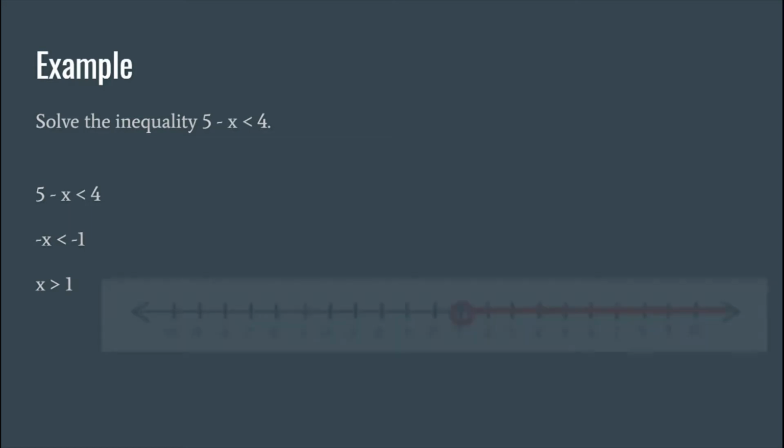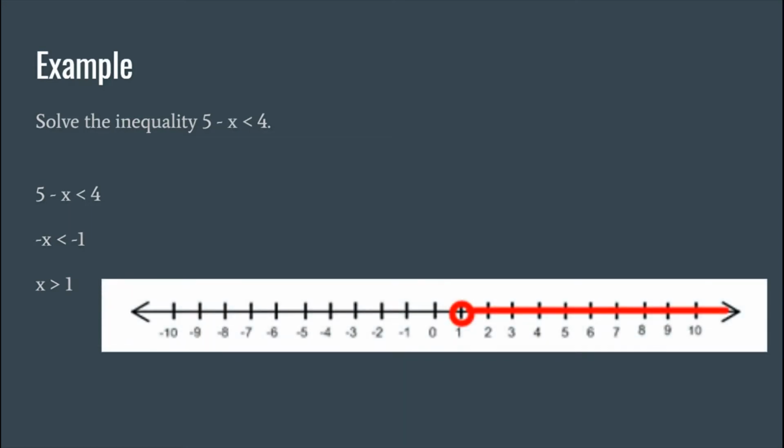And again, graph. Greater than, open circle, because it's not greater than or equal to. And the inequality sign, the pointy side, is pointing to the right, so your graph should be going to the right.